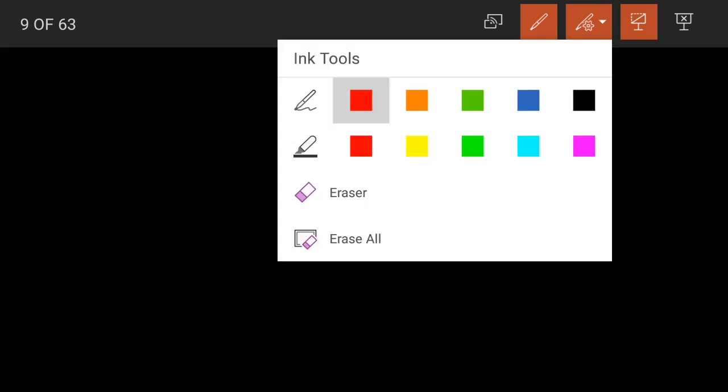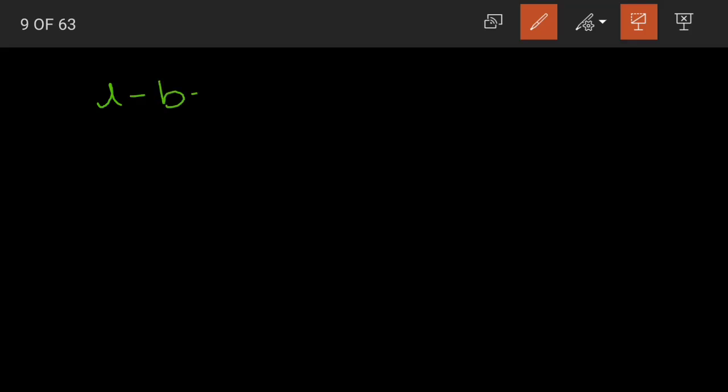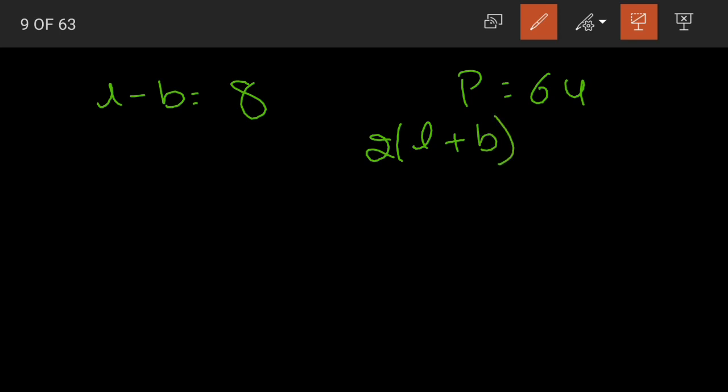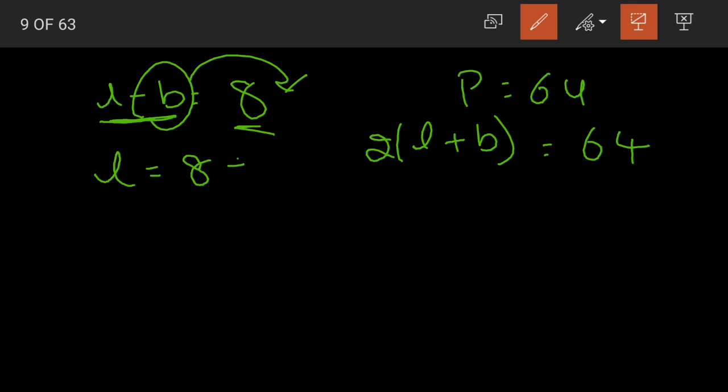Perimeter is 64. So first let us write the information. L minus B is equal to 8. Perimeter is equal to 64. Again, what is the formula for perimeter? 2 into (L plus B). 2 into (L plus B) is equal to 64. Now here L minus B is equal to 8. L would be equal to 8 plus B.